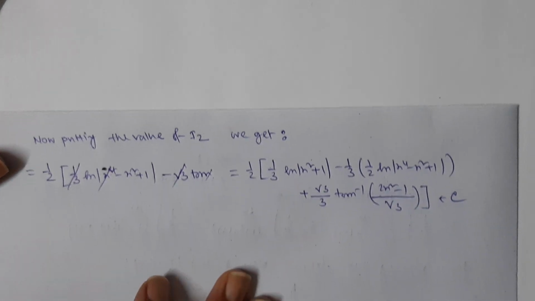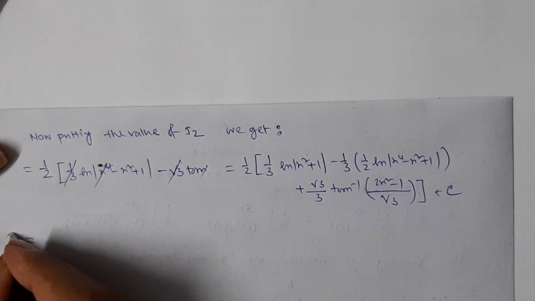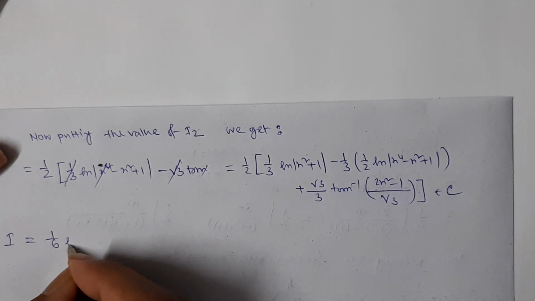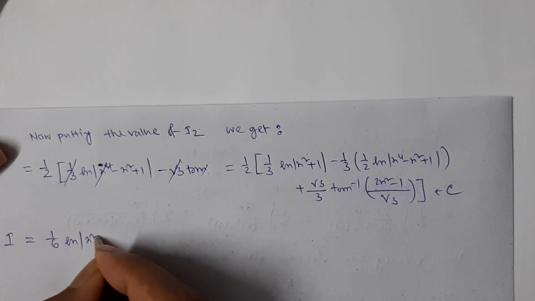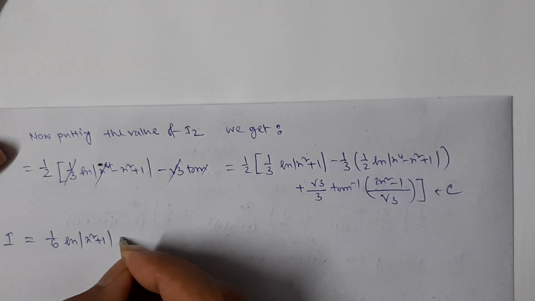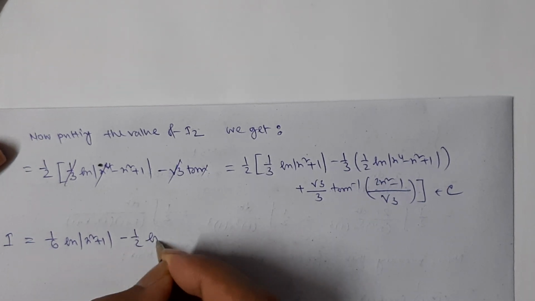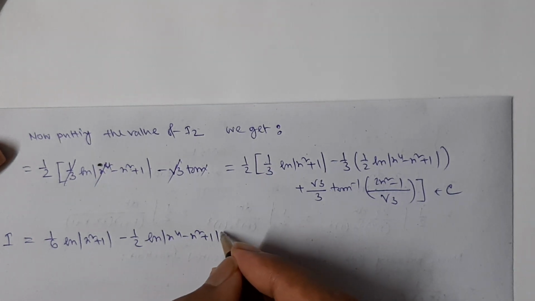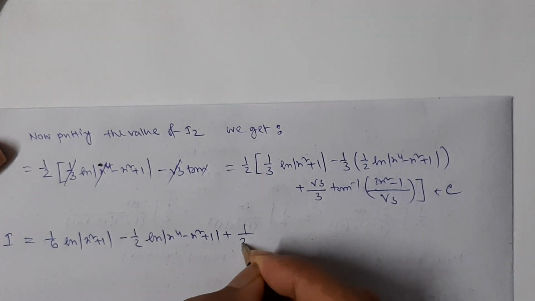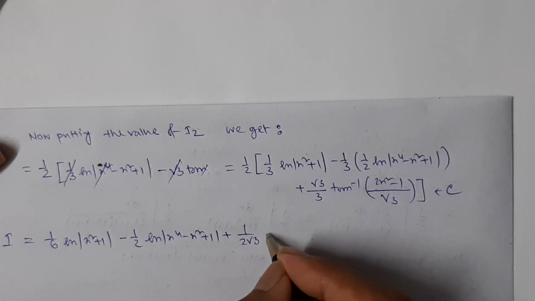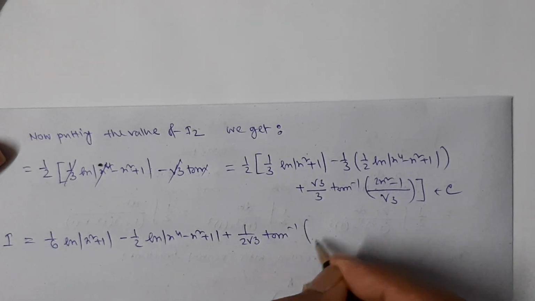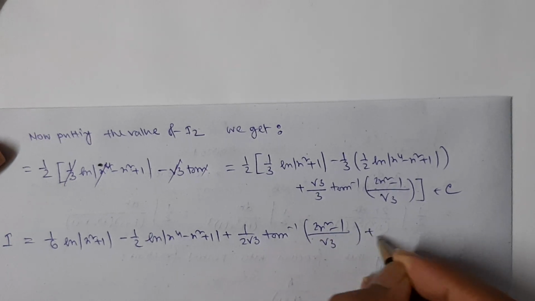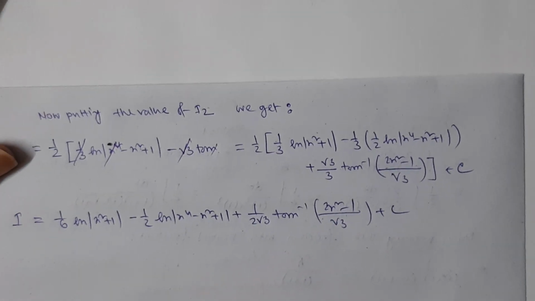So the final answer will be: I is equal to 1 by 6 ln (x² plus 1) minus half ln (x to the power 4 minus x² plus 1) plus 1 by 2 root 3 tan inverse (2x² minus 1) by root 3 plus c. So this is our final answer.